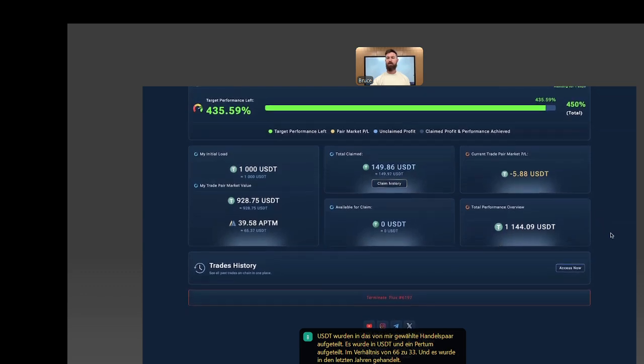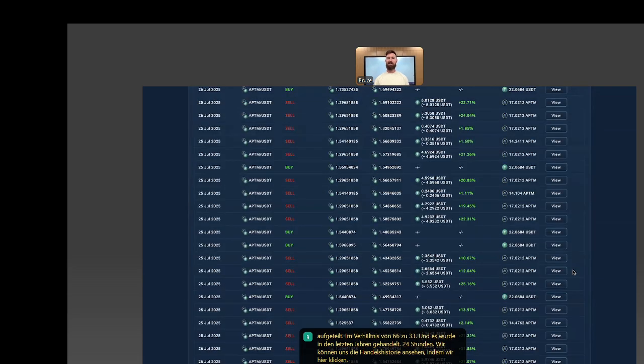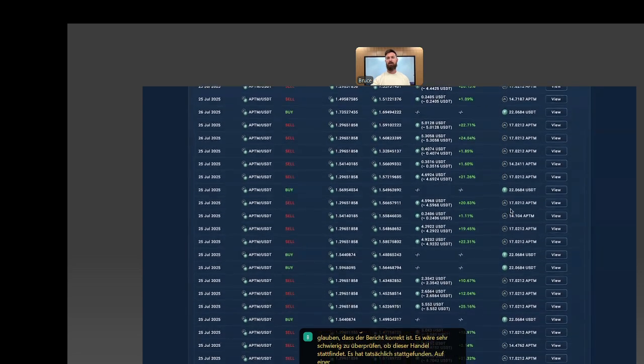We can have a look at the trade history by clicking on here, and you can see exactly which trades it's been opening and closing. Now, with most trading, if you were to trade on a central exchange, or through a broker, you would get the same data, but you would have to believe that the report is accurate. It would be very difficult to see whether that trade actually took place on a blockchain. And this is where the trade bot is very different.